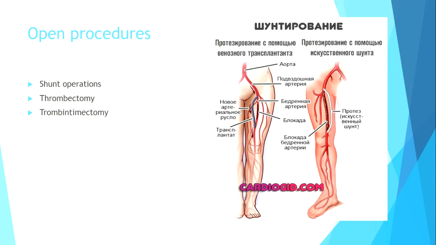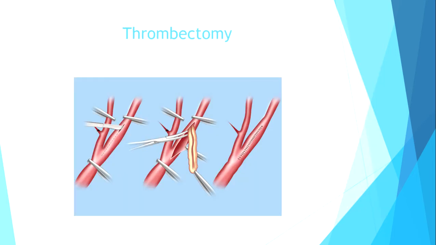And if the thrombus is very sticky to the intima of the vessel, we provide endarterectomy. It means we incise the wall of the artery and replace it by the artificial tissue. Here we see endarterectomy, but this is in case of atherosclerosis of the carotid artery.